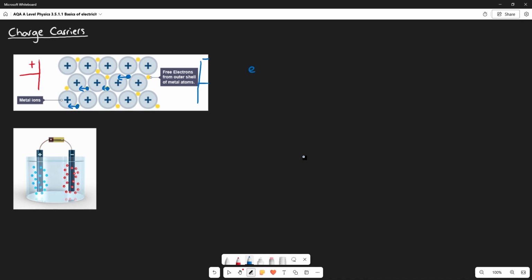These electrons have a charge of negative 1.6 times 10 to the power of negative 19 coulombs. That is fixed. Every single electron has this charge, and that cannot change. Charge carriers are not always electrons. Sometimes they are positive or negative ions in a liquid.